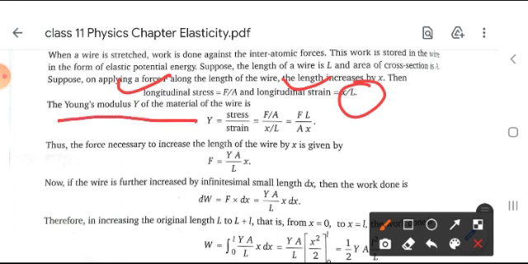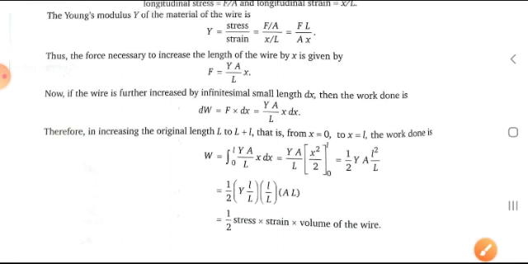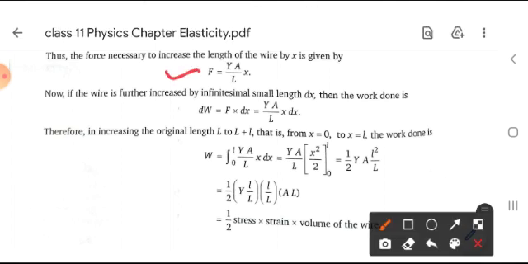So what is the value of Young modulus? Stress upon strain, that is F upon A upon x upon L, that is FL upon Ax. Now the value of F is also written like that, Y A x upon L. Now if the wire is further increased by an infinitesimally small length dx, then the work done is very little, that can be written here, dW is equal to F dx, and the value of F is YA upon L x dx.